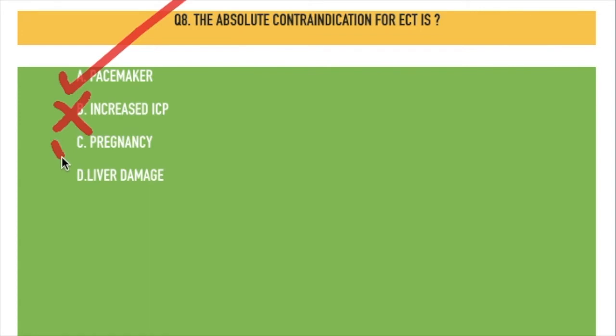Pregnancy is not an absolute contraindication for ECT. And liver damage is also not an absolute contraindication for ECT. Absolute contraindication means we can never give ECT to that patient. There are two types of contraindications: absolute and relative. In relative contraindication, by adjusting and maintaining the patient's condition, we can consider ECT, but in absolute contraindication we will never give ECT.